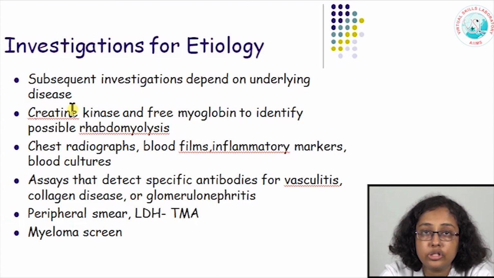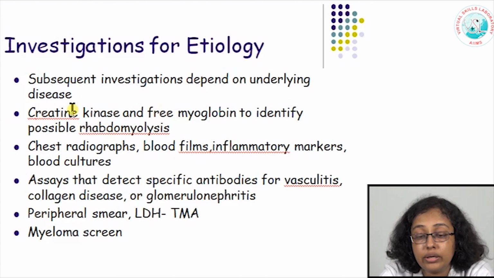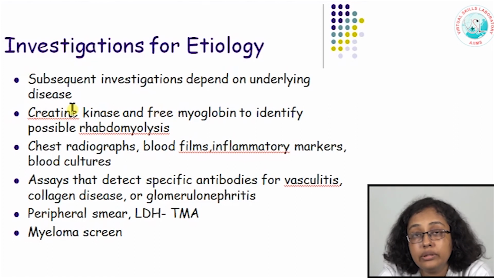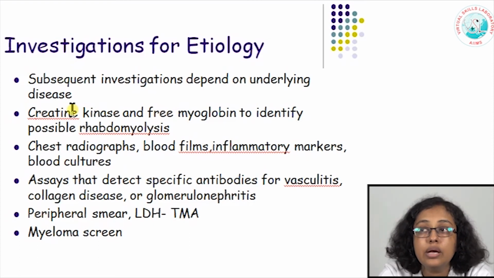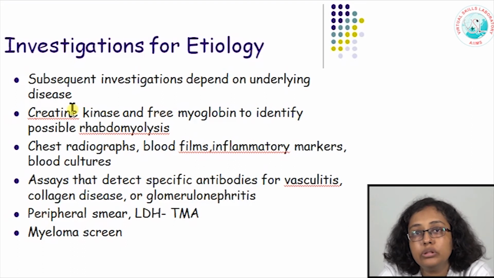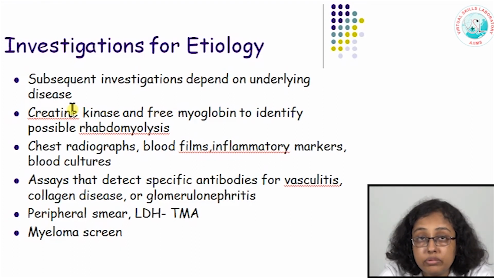So if a patient has a crush injury and comes with a decline in urine output, then obviously you will do a creatinine phosphokinase and free myoglobin in urine to identify rhabdomyolysis. You would do an infectious disease workup if the counts and the clinical symptoms are suggestive of an infection. If you think of vasculitis or glomerulonephritis, you would do an autoimmune disease marker workup. If you're suspecting a thrombotic microangiopathy due to HUS, you would do a peripheral smear, LDH, the platelets, and liver function tests. In elderly patients with hypercalcemia and albumin globulin ratio reversal, you would think about doing a myeloma screen.